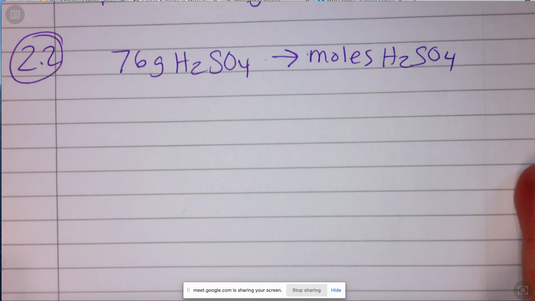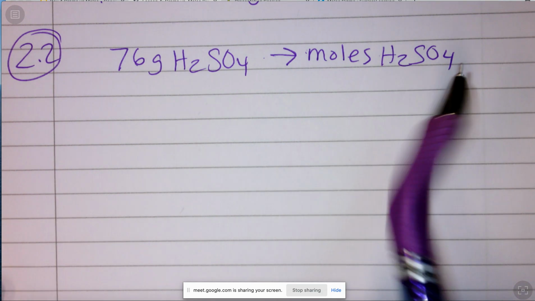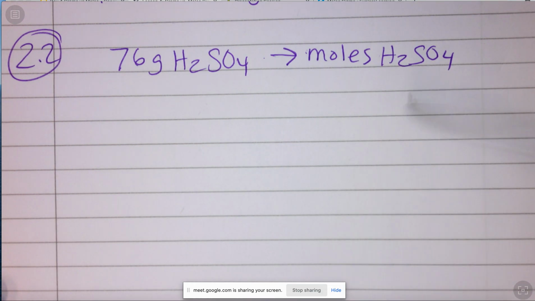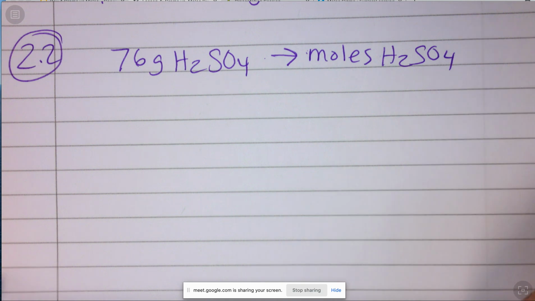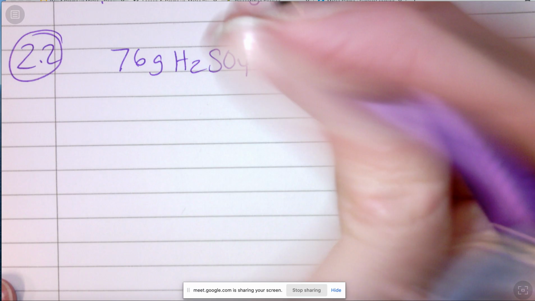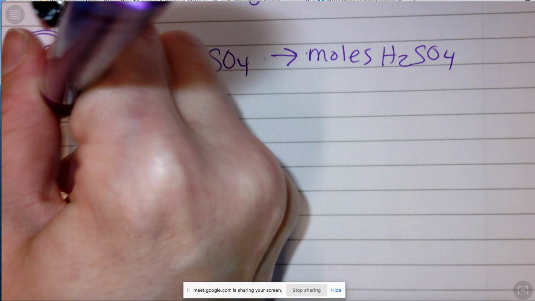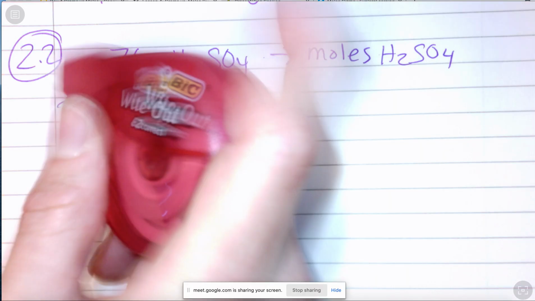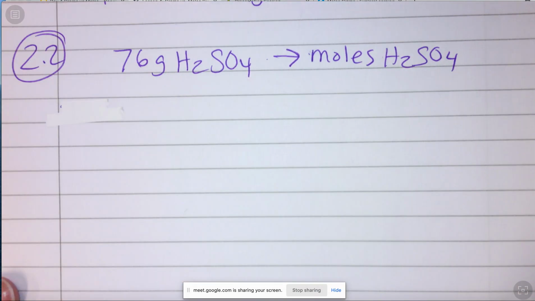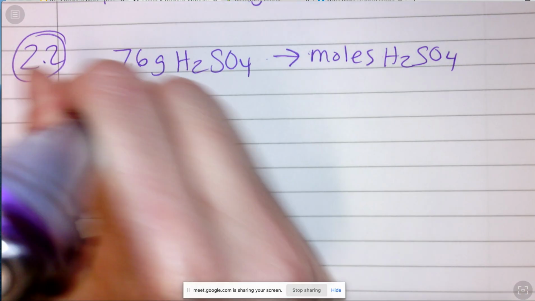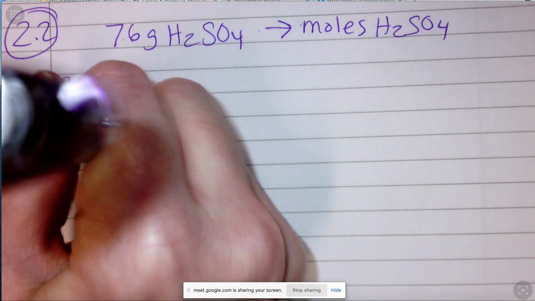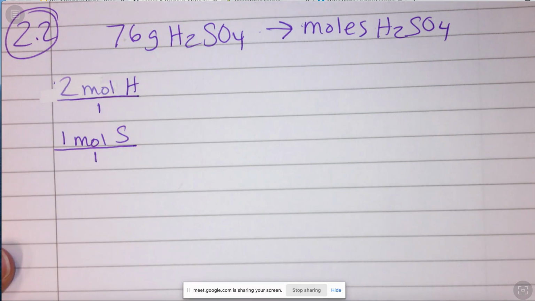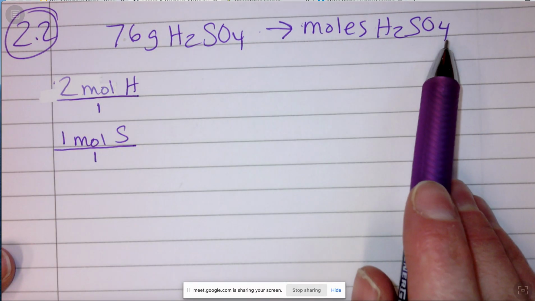So the first thing I want to do here is I want to figure out, what does 1 mole of H2SO4 weigh? So in 1 mole of H2SO4, I have 2 moles of hydrogen. I have 1 mole of sulfur. And I also have 4 moles of oxygen.